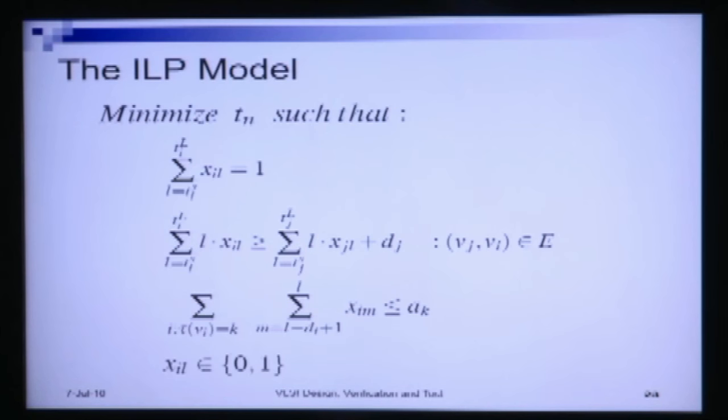l into xnl, the time at which Tn is scheduled, the start time of the nth node. Now, therefore, we can obtain the final formulation as minimize Tn such that all operations have a unique start time, all dependency constraints are satisfied, all resource constraints are satisfied, and the last constraint being that our decision variables xil are binary, right.